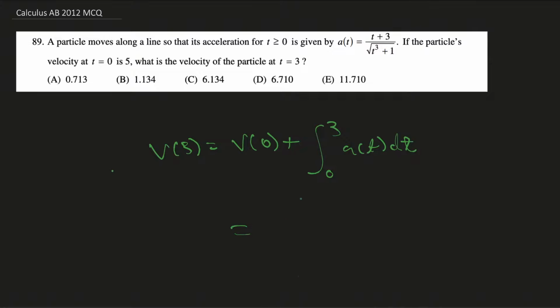If you just plug this into your calculator, you get 5 plus 6.710, that equals 11.710, or E is the final answer to this question.